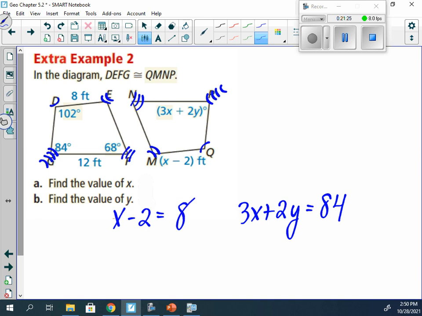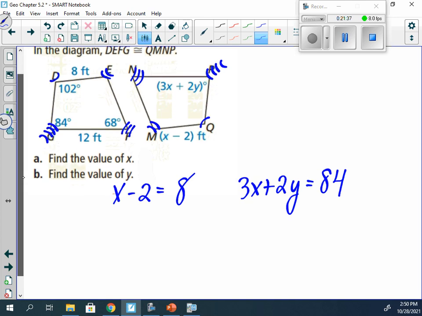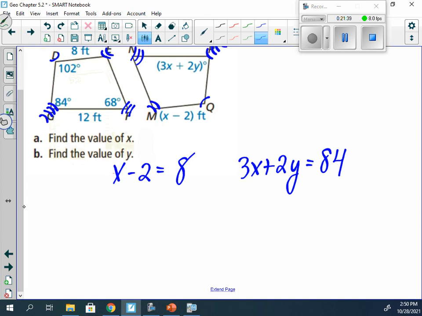It is... because Q and M, so from 1 to 2, our angle with one marker to 2. D to E, one marker to 2. So we would solve for x first, and we can do that by adding 2 on both sides. Adding 2 to both sides, which tells us x is equal to... Yes.